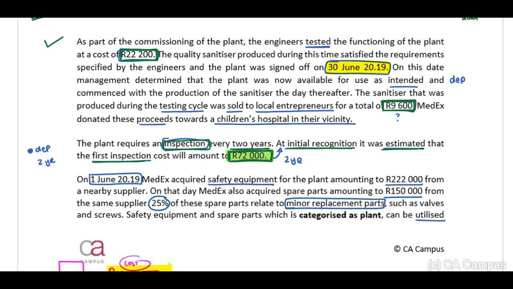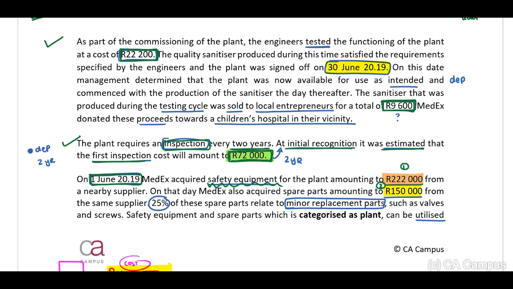Now, let's refer to our scenario. We can tick off this paragraph. Next paragraph. They indicate to us on 1 June 2019, Medex acquired safety equipment for the plant amounting to 222,000 from a nearby supplier. On that day, Medex also acquired spare parts of 150,000. Therefore, guys, Medex acquired 2 things here. Number 1, the 222,000, which is our safety equipment, as well as the spare parts.